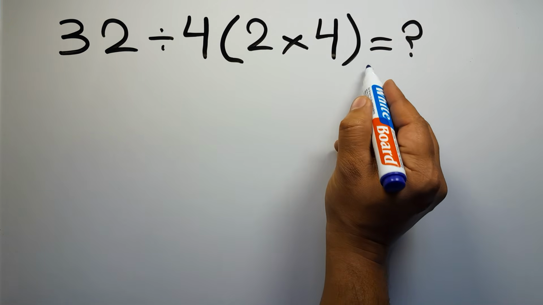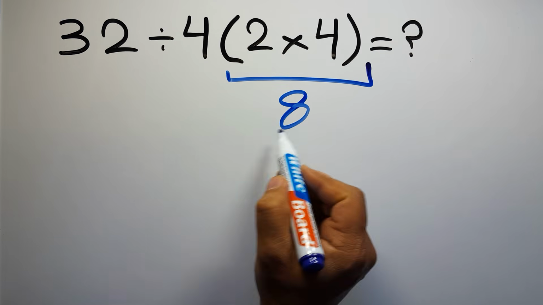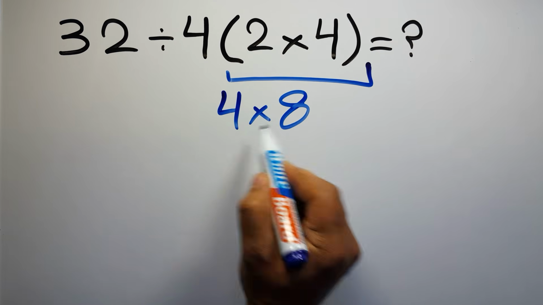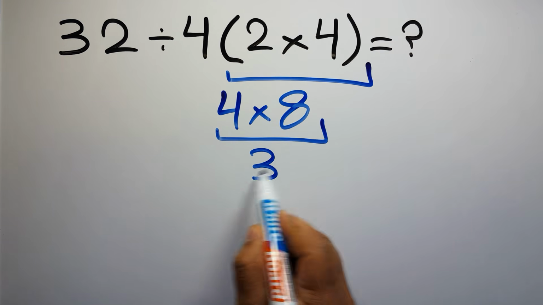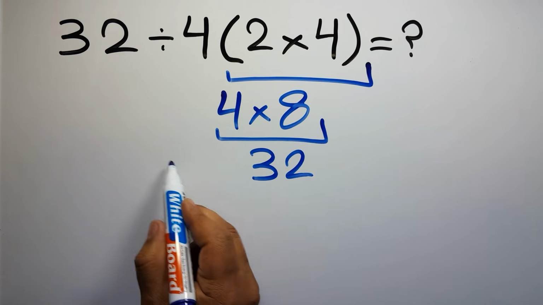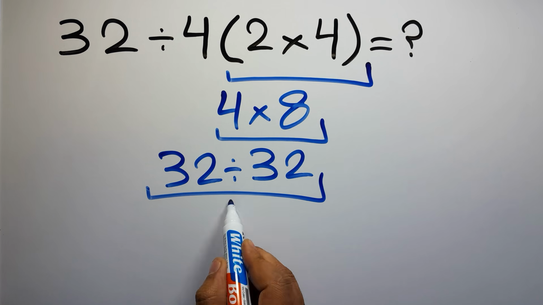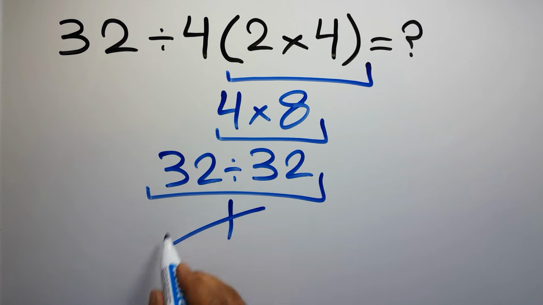2 times 4 gives us 8. And 4 times 8 equals 32. So 32 divided by 32 is just 1. But this answer is not correct.